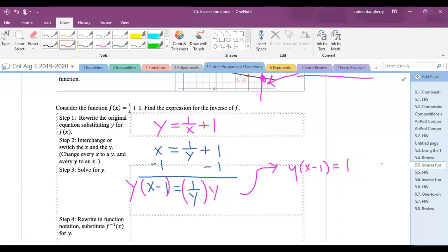And then what do I do? I want to get y by itself. The problem is y is being what? It is being multiplied by something, right? So I've got to do a dividing. So what do I divide by? I'm trying to get y by itself. What's keeping y from being by itself? It's multiplied by x minus 1. So I'm going to divide by x minus 1. So what's the answer here? 1 over x minus 1. And then your final step, write that in inverse notation.